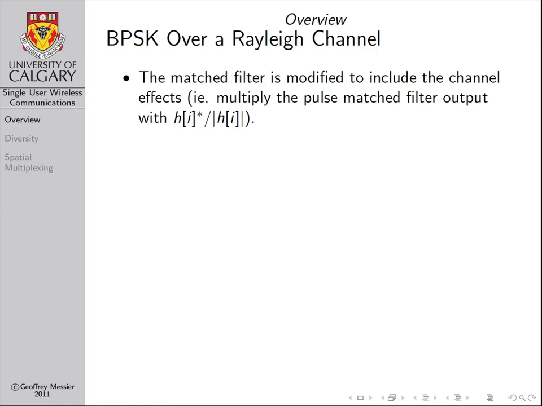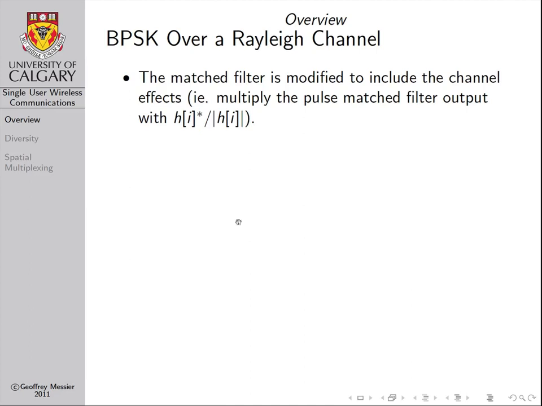If we want to modify the match filter to include channel effects, basically what we do is we use the same pulse shape match filter output that we would use for the additive white Gaussian noise channel, and we multiply it with the complex conjugate of the channel. And that's basically it. If we do that, we then have the optimal receiver in terms of maximizing signal to noise ratio for dealing with a transmitted wireless signal.